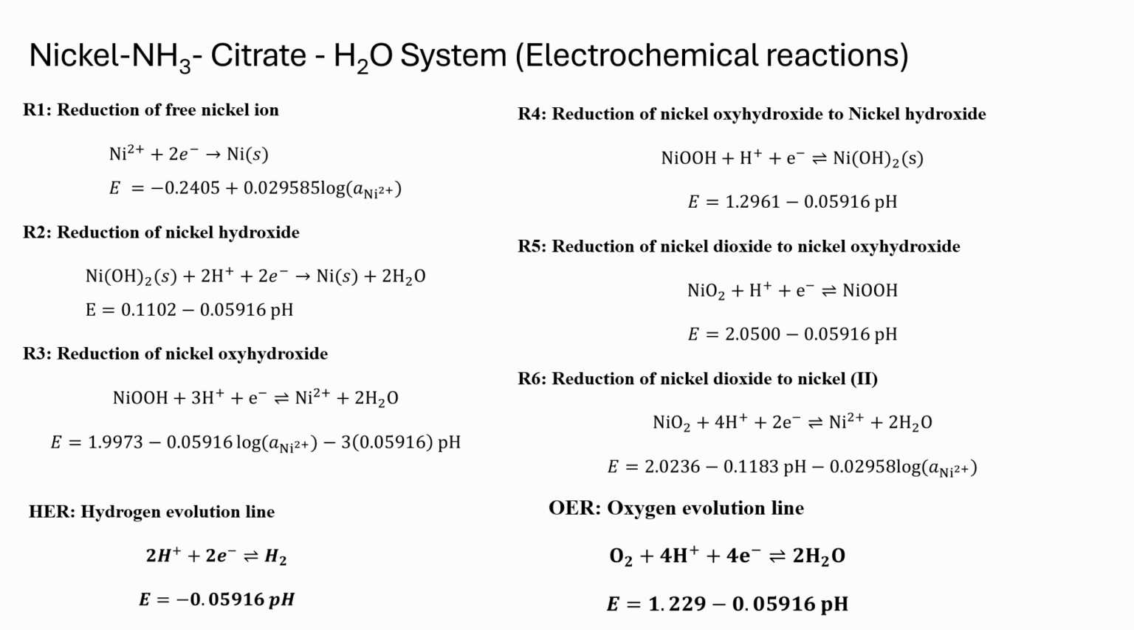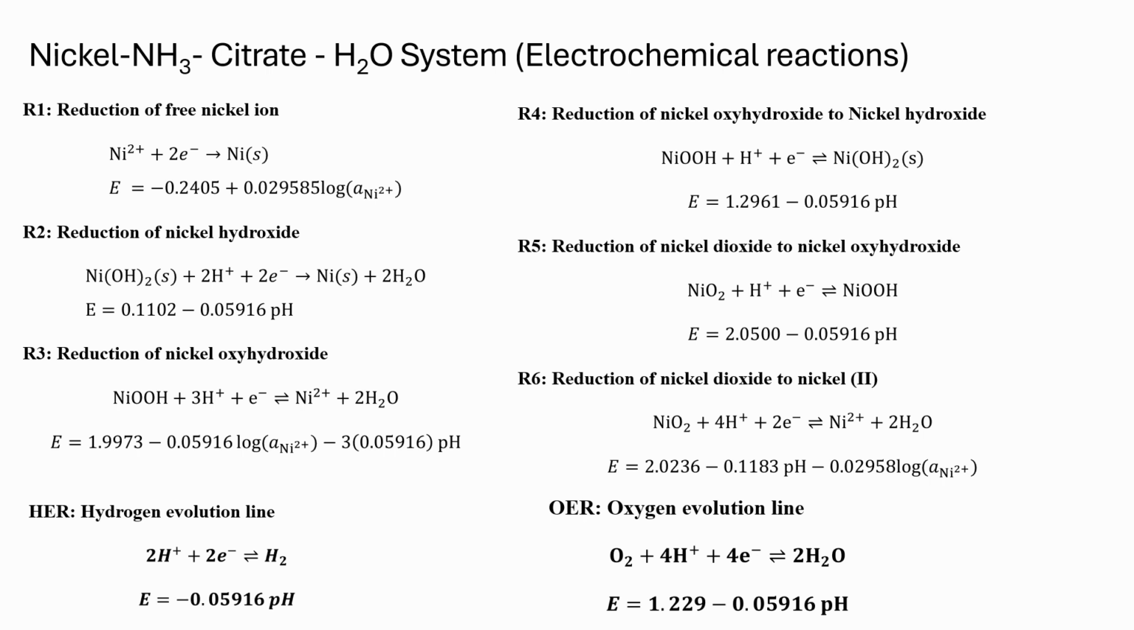What does change, however, is the free nickel activity. Because citrate complexes nickel strongly, a large fraction of the total dissolved nickel is tied up in nickel citrate complexes rather than existing as free nickel ions. This means the free nickel activity is significantly lower than it would be without citrate present. And since the Nernst equation depends directly on the activity of nickel, this reduction in free nickel activity shifts the equilibrium potential. So while the equation itself is not changed, the potential it predicts will be different because the input, the free nickel activity, has changed as a result of complexation with citrate.